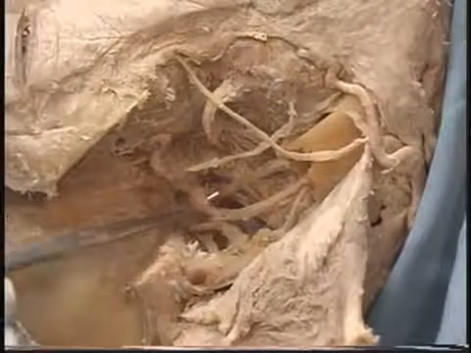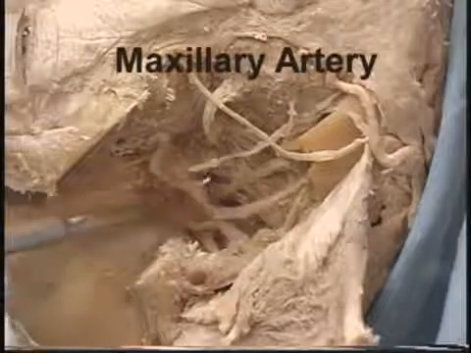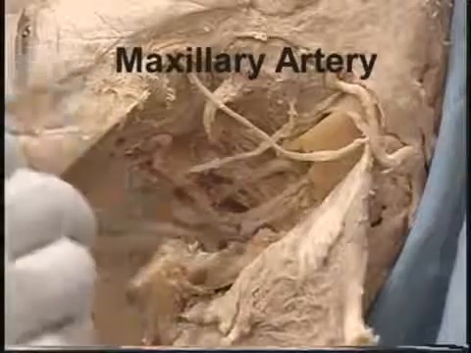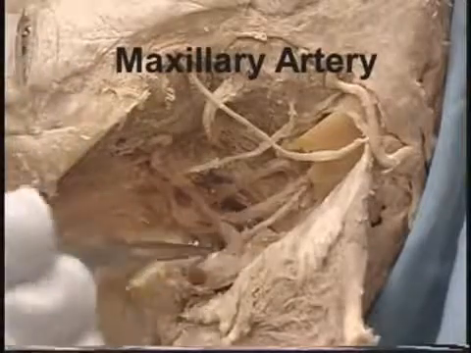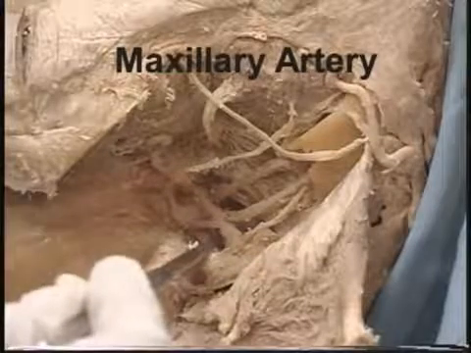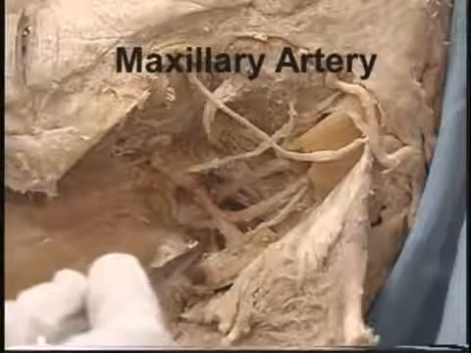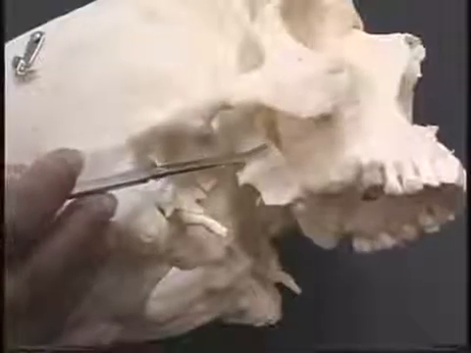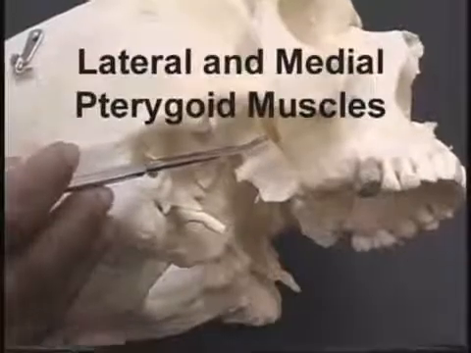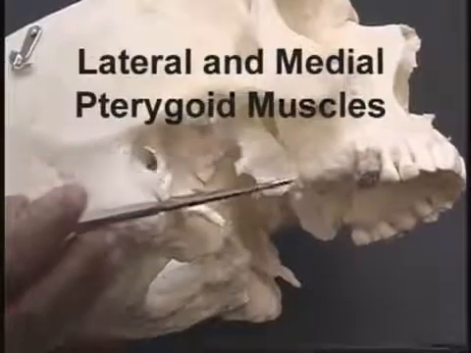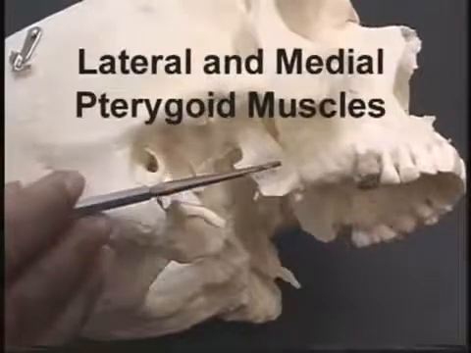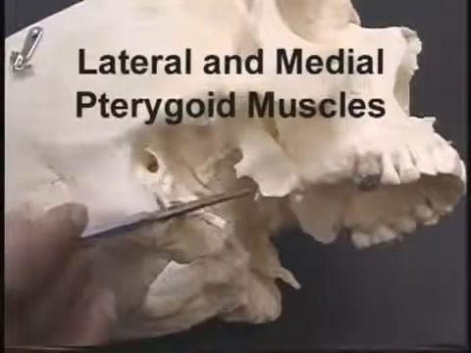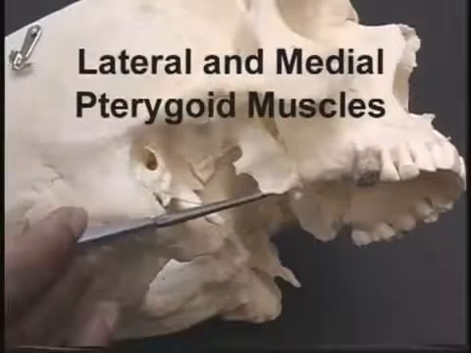Answer number 5, the maxillary artery. You can also see some of the landmarks. You can see the inferior alveolar artery coming out, and you can also see the middle meningeal artery going upwards. Answer number 6, lateral pterygoid muscle and medial pterygoid muscle. This is your lateral pterygoid plate. The lateral surface gives attachment to the lateral pterygoid, and the medial surface gives attachment to the medial pterygoid.